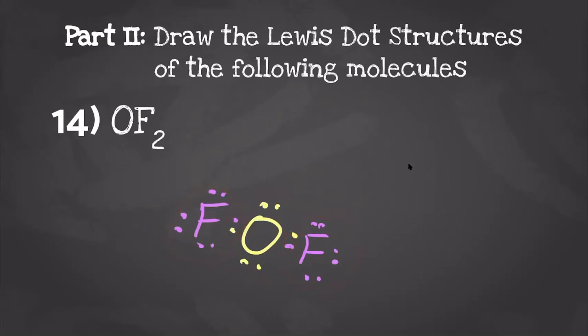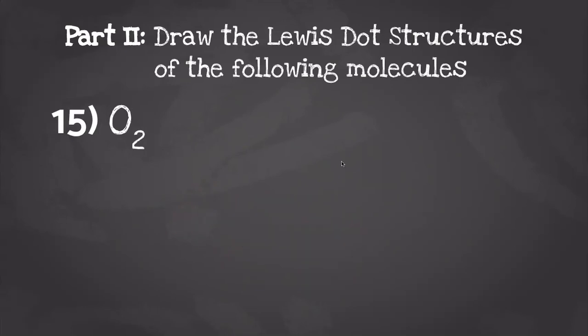Cool. Let's move on to the next page. On our back page, it says, these molecules will all contain multiple bonds. In this case, we have an oxygen molecule. Oxygen is going to have 6 valence electrons. 1, 2, 3, 4, 5, 6. We have 2 of them.